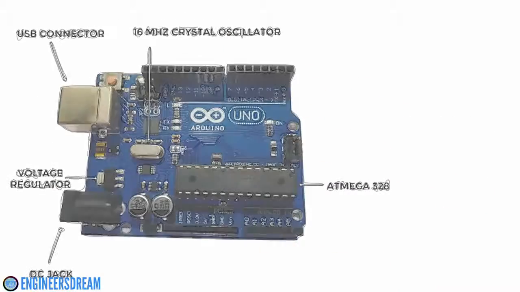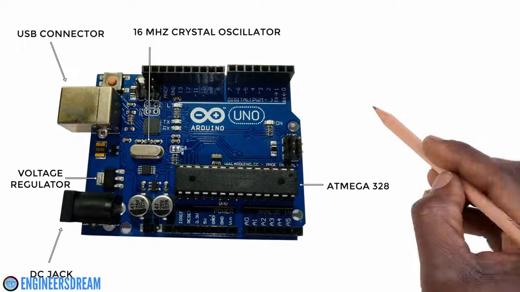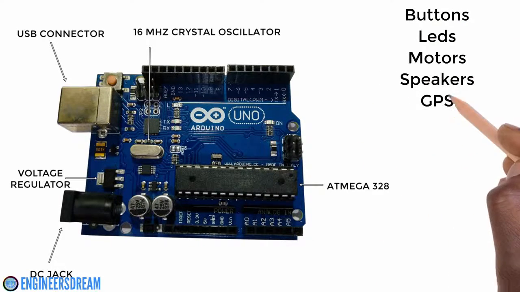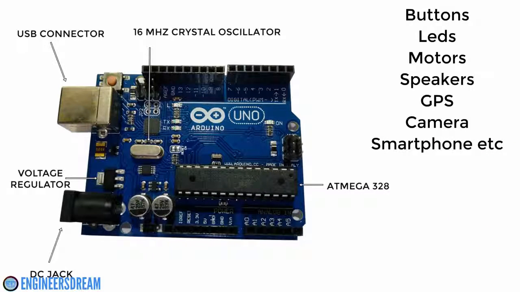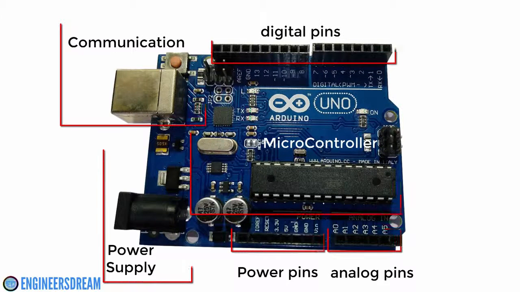The Arduino IDE, that is Integrated Development Environment, uses a simplified version of C++, thus making it easier to learn programming. The Arduino board generally consists of a USB connector, a DC jack, ATmega microcontroller, crystal oscillator, voltage regulators, reset switch, etc. And it can interact with components like buttons, LEDs, speakers, GPS units, cameras, internet, and even your smartphones. The Arduino board that you're seeing right now is the Arduino Uno, and it is one of the easiest Arduinos to get started with.